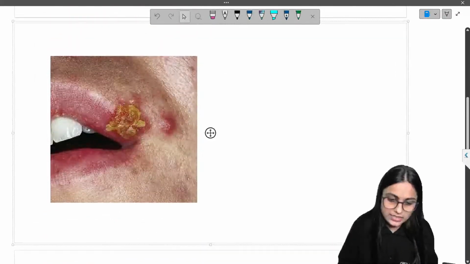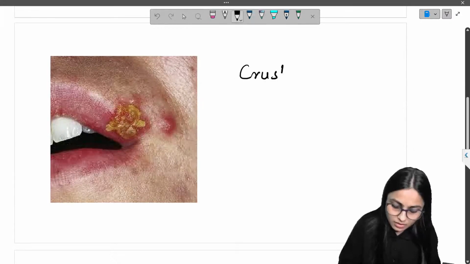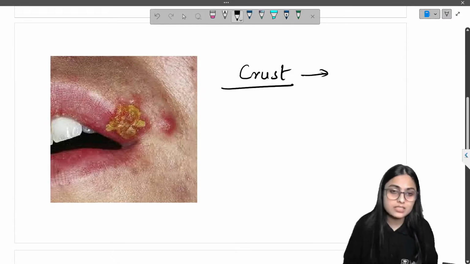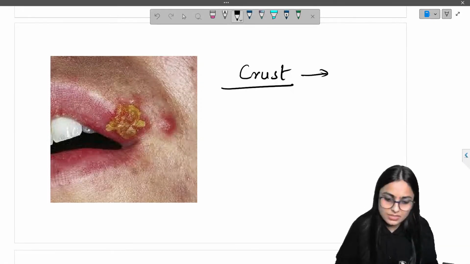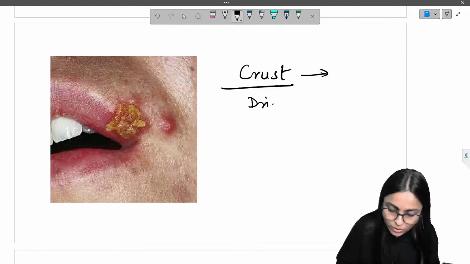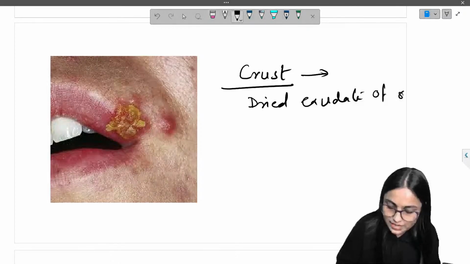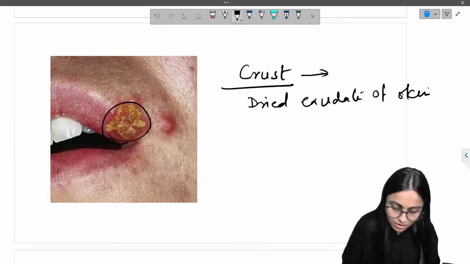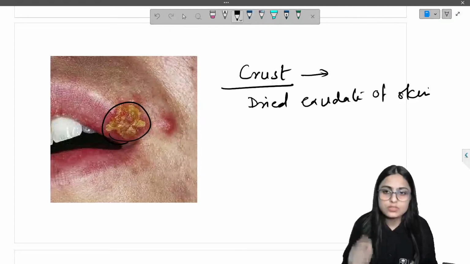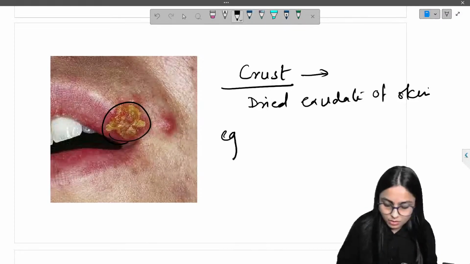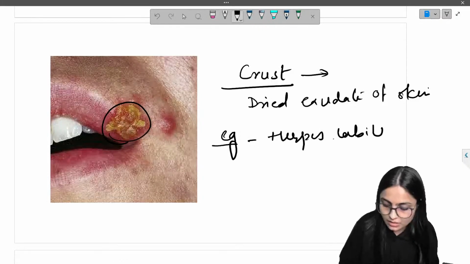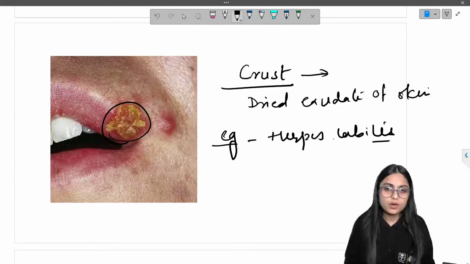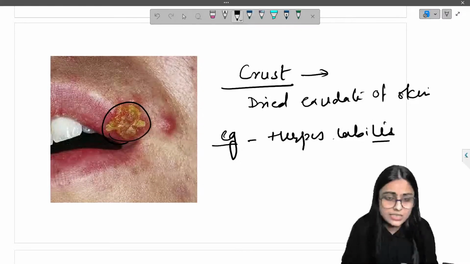Next we have a crust. Crust, as the term suggests, is just a dried exudate of skin, right? Can you see here the yellow part, which is a dried exudate of skin, and we see it in herpes labialis. All right, this is a crust lesion.